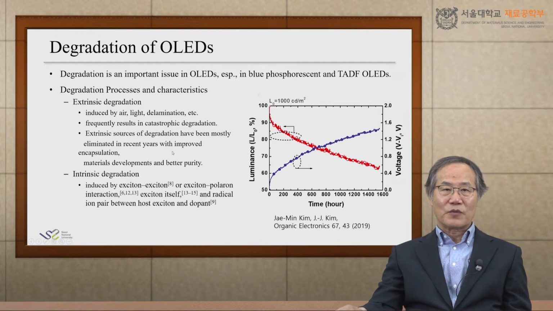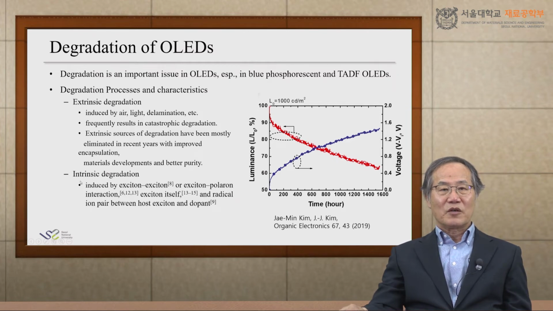of the OLED research. At the first stage, people just got rid of the extrinsic degradation part, which is induced by air, light, and delamination, and so on. Nowadays, technology is well developed, and also materials are well developed, so that the extrinsic degradation is almost negligible. Now this intrinsic degradation, especially in blue, is the problem.